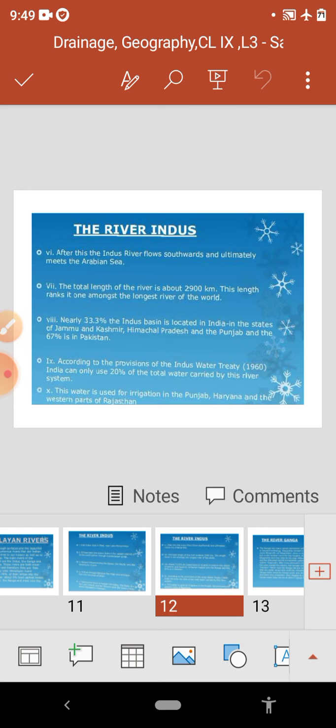With a total length of about 2,900 km, the Indus is considered as one of the largest rivers of the world. The sharing of water by India and Pakistan is regulated by the Indus River Treaty signed by both the countries, India and Pakistan. About the Ganga drainage system, we will discuss in the next video.